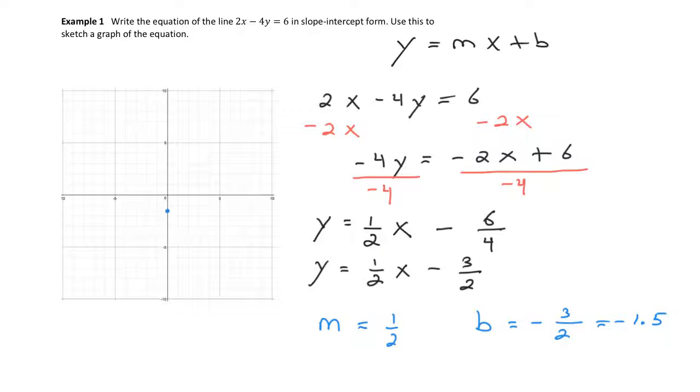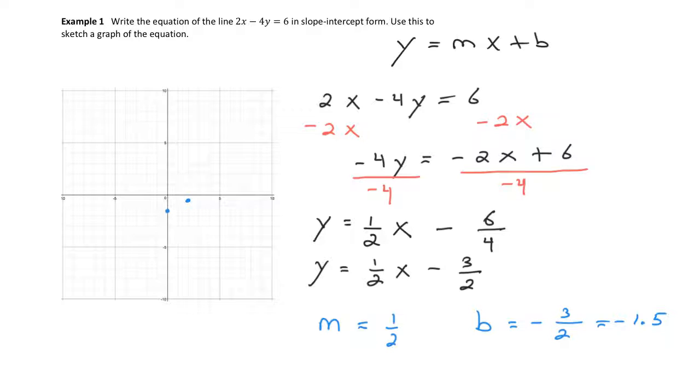If we use slope, slope means you go rise over run. So I'm going to go over 2 and up 1, so maybe I'll get a second point on my graph. I'm going to go over 2 and up 1. So I have this spot here. That is 2, negative a half.